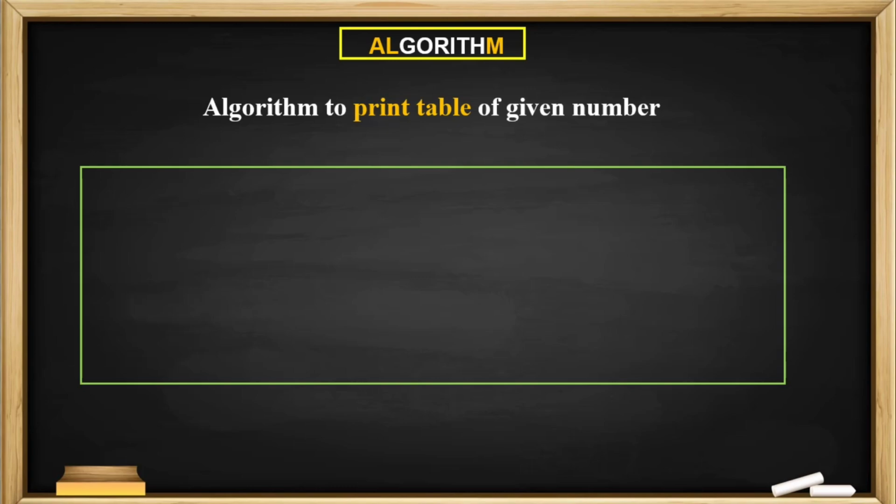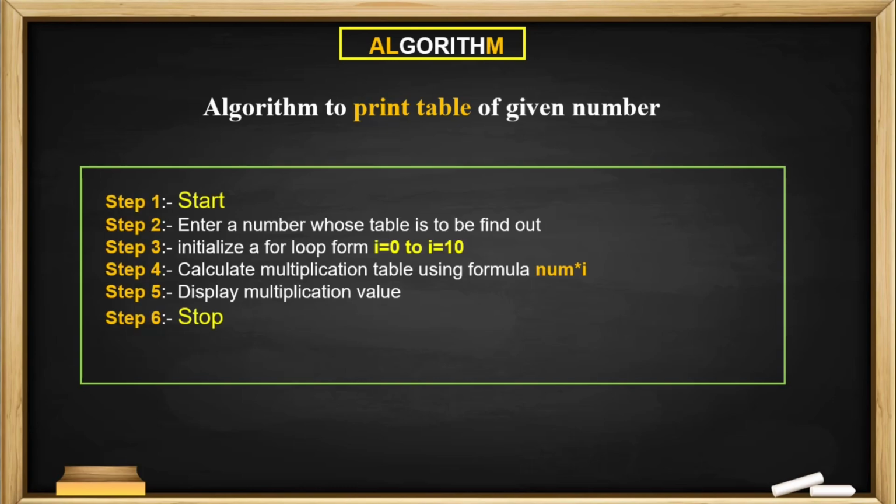Algorithm is a stepwise set of instructions to execute a task. Before writing the actual code, we shall discuss the algorithm. Here, step 1 is start. In step 2, we shall read a number whose table is to be computed and store it in a variable num. In step 3, we shall initialize the loop with a variable I from 0 to 10. That is, the first value is 0 and the last value is 10.